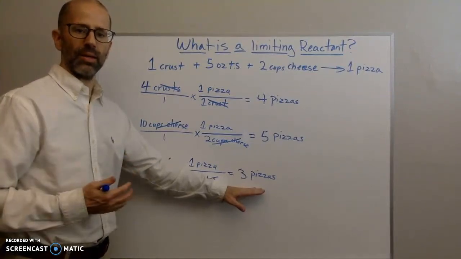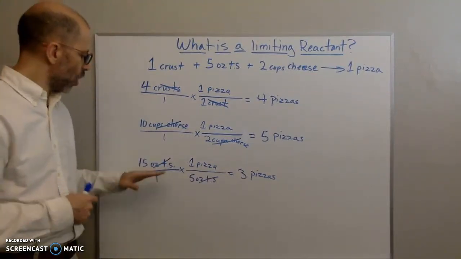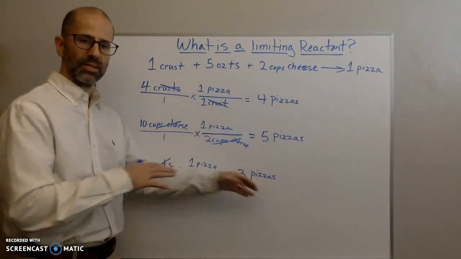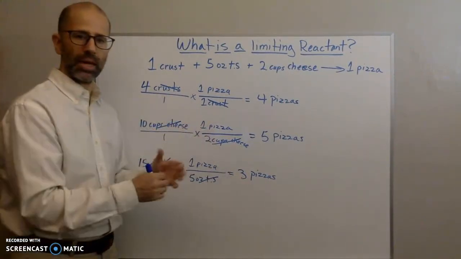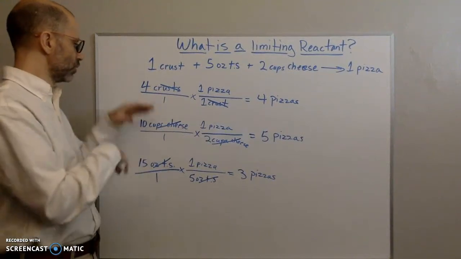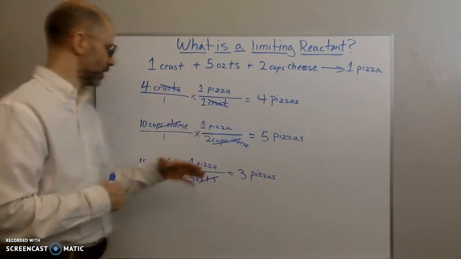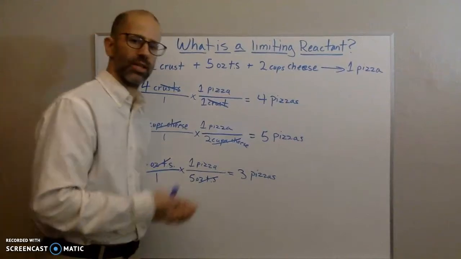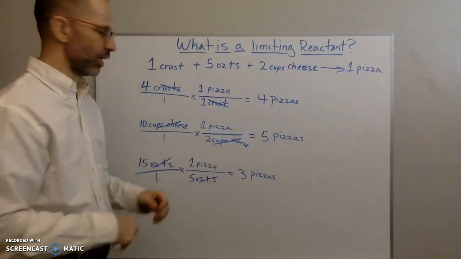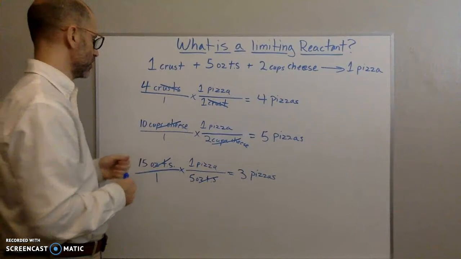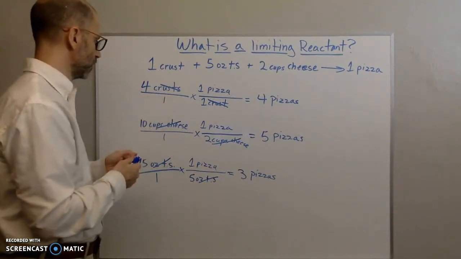What does that mean? It means that when I make my 3 pizzas, I'm taking my ingredients and making my pizzas. So I put the crust together, I put the tomato sauce, 5 ounces, and I put 2 cups of cheese on the first pizza. I put it in the oven, it's cooking. I take another crust, right? So now I have 3 crusts left.